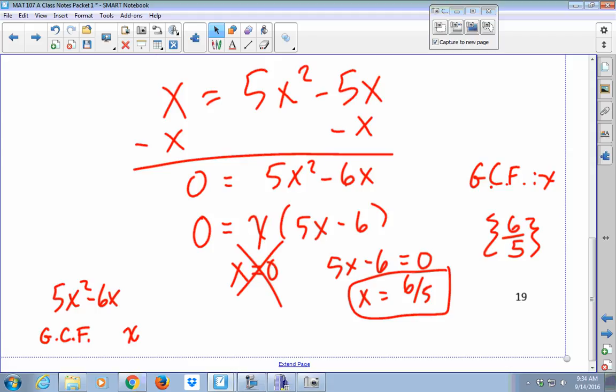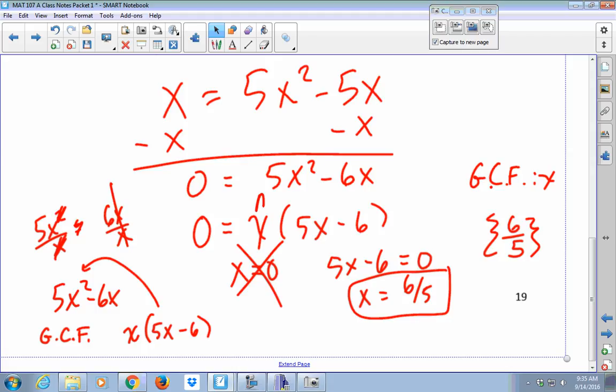So when I pull an x out of this, you can think of what that means by saying if I divide that by x, this x cancels with that, and I have a 5x left. So x times 5x gives you 5x squared. And when I pull a 6x out, when I say pull, it's dividing. When I divide 6x by x, I get a 6. So here's my multiplication problem.